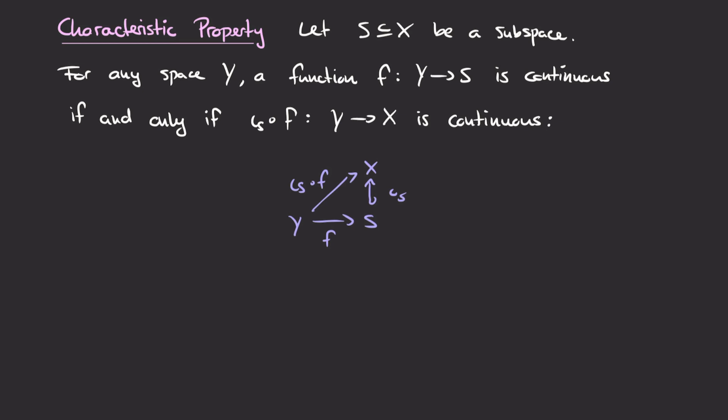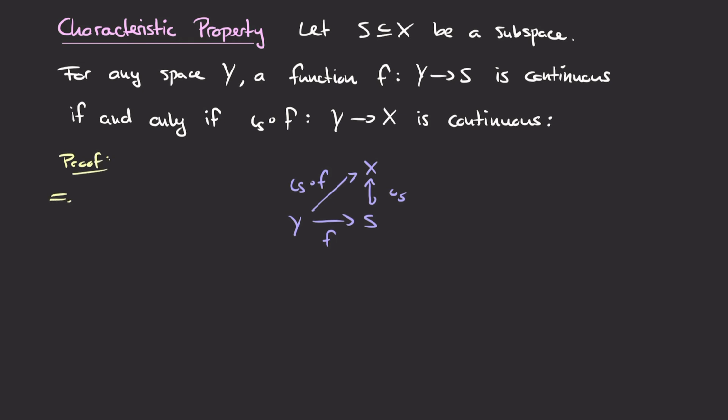Now we consider some arbitrary topological space Y and a function f going from Y to S. Now the claim is that this function f is a continuous map from Y to S if and only if its composition with the inclusion, so that's doing f and then this inclusion, is continuous. The statement might sound a bit complicated, but we'll see in the proof that it's actually pretty straightforward.